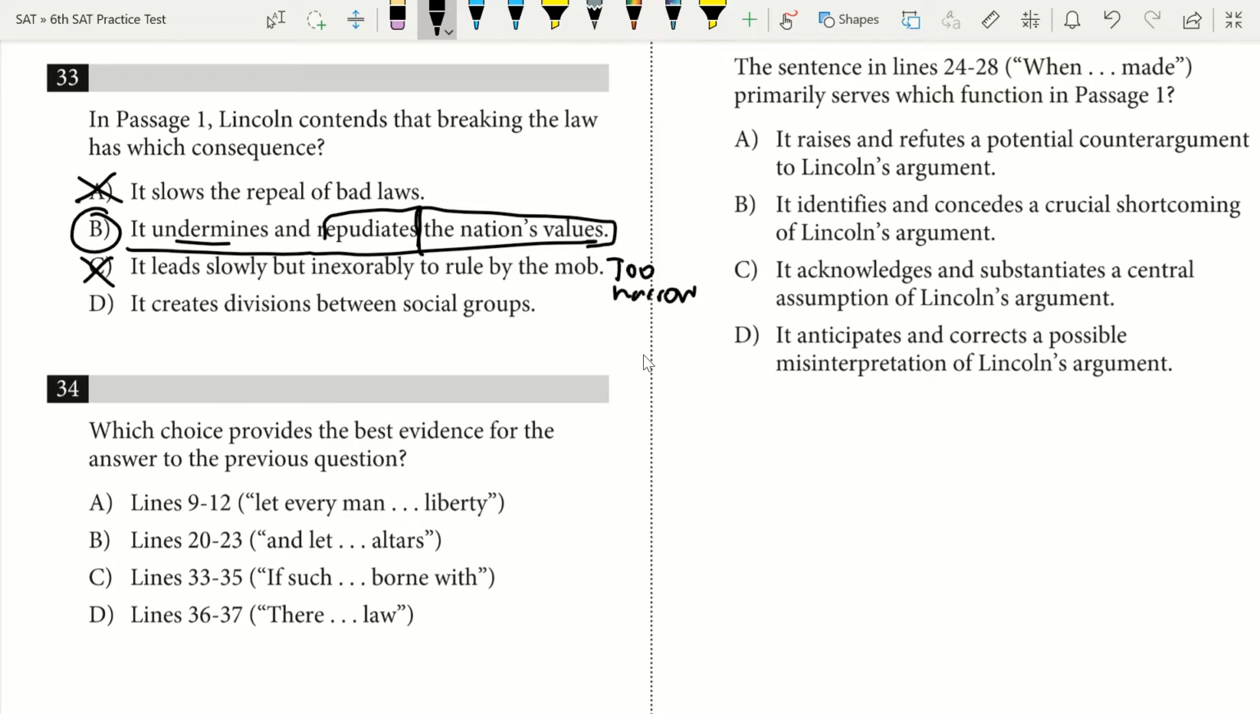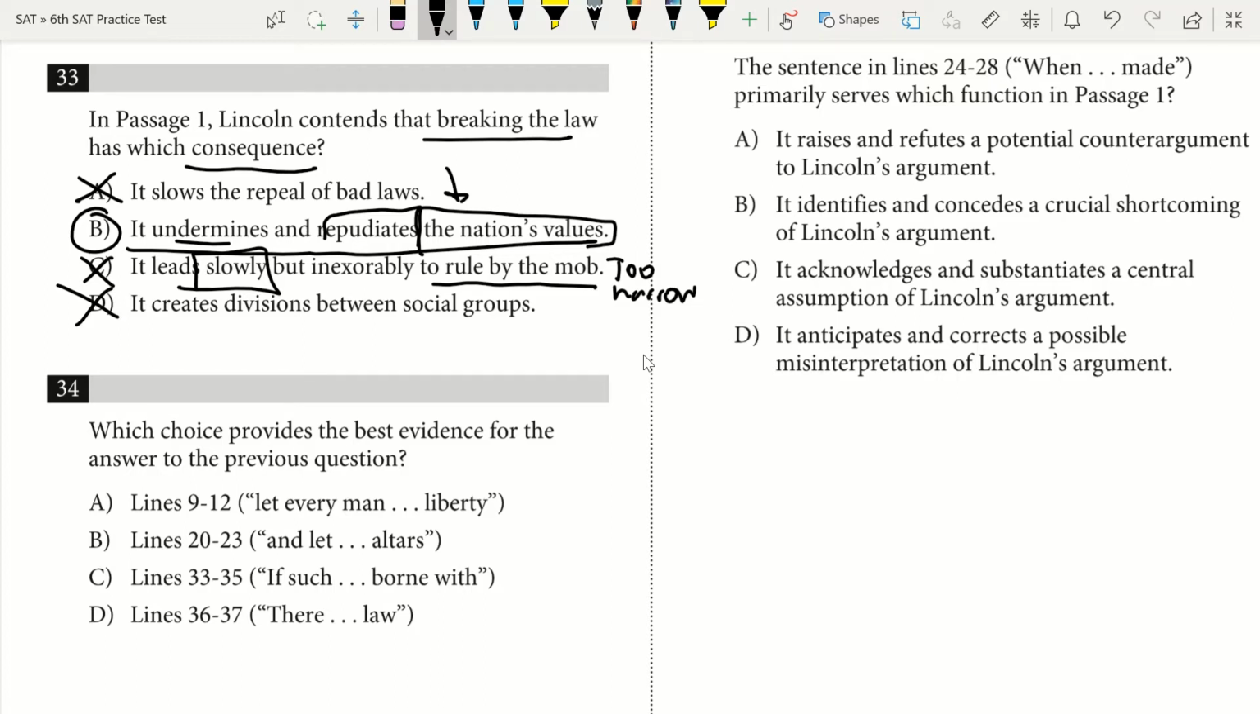The other thing is, I don't know if he'd really characterize it as a consequence of breaking the law, it leading to rule by the mob. He would probably say that that's kind of linked, but I don't know if we'd say the word consequence. And even if we did, he doesn't necessarily say it leads slowly to it either. He kind of says it could lead fairly quickly to it. Either way, that's too narrow of an answer choice, okay? We want to focus on where he talks about breaking the law and it undermining the nation's values. As far as it creating division between social groups, he doesn't really touch on that.